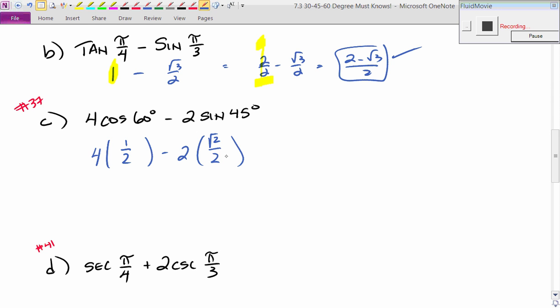4 times a half is just a half of 4, which would be 2. The 2's cancel out, of course, leaving me with a rad 2, and there it is. 2 minus rad 2. You guys thought I was going to mess that up, huh?